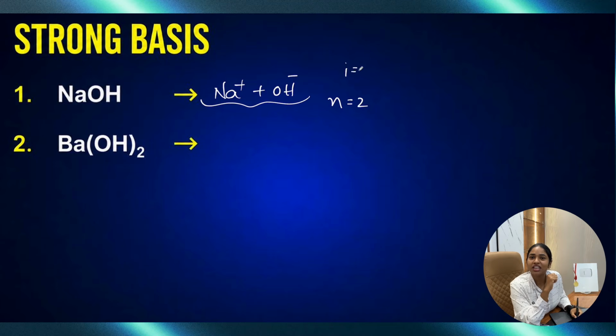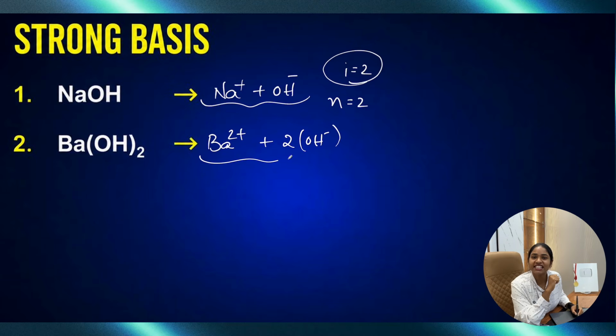So the i value is 2. Ba(OH)2, how will it dissociate? Ba2+ plus 2OH−. What is the i value, students, in this case? The number of particles is 3. So the i value is 3.